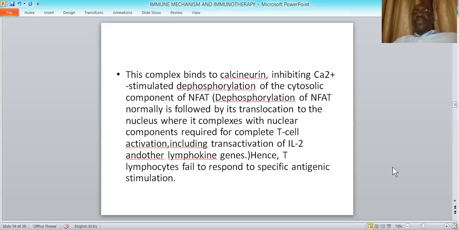Once dephosphorylation is inhibited, that is, dephosphorylation cannot take place, then whatever specific antigenic stimulation occurs, the T lymphocytes will not recognize it, and will not be activated to destroy those target cells, will not be activated to destroy that tissue.